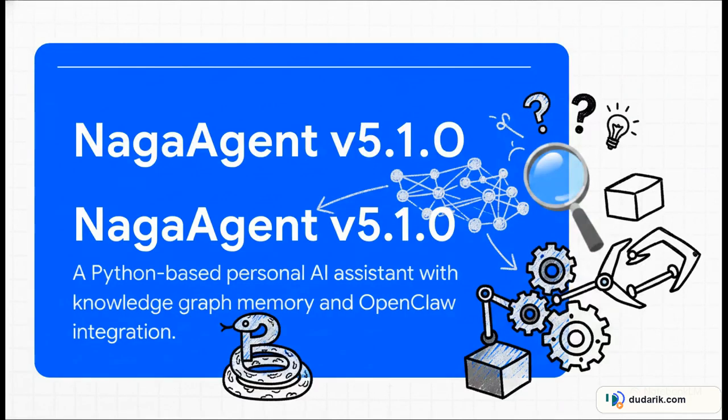So what is this thing really? Well, NagaAgent is a personal AI assistant built on Python, but it's so much more than just another wrapper for a chat model. The two big standouts are its persistent memory, which is built on something called a knowledge graph, and its super deep integration with a task engine called OpenClaw. That's the part that helps the AI actually do things. We're going to get into both.